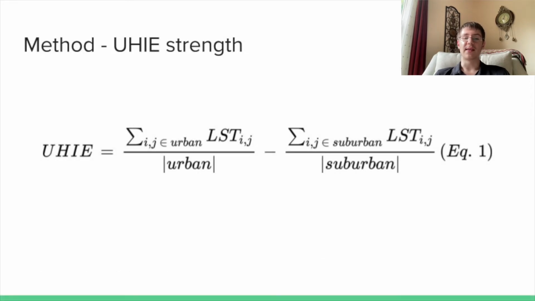Measuring the urban heat island, we decided to employ the techniques described by Wang et al., where we define the urban heat island effect as the difference between the average temperature of the urban areas of a city minus the average temperature of the surrounding suburbs. That is, as you can see here in equation 1 written a bit more formally.